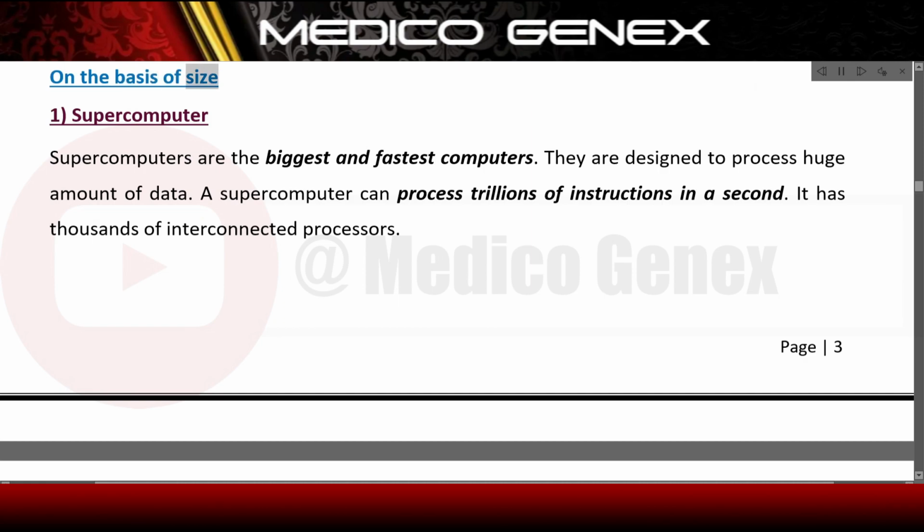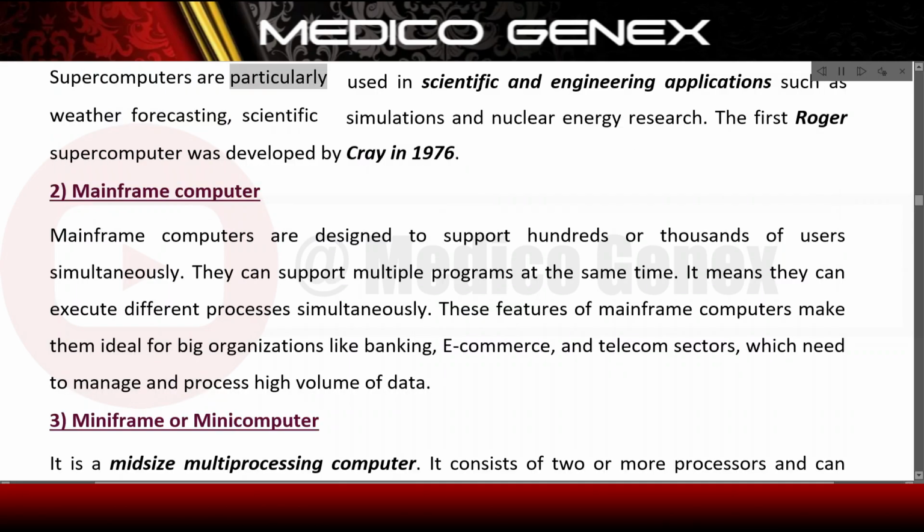On the basis of size. 1. Supercomputer. Supercomputers are the biggest and fastest computers. They are designed to process huge amounts of data. A supercomputer can process trillions of instructions in a second. It has thousands of interconnected processors. Page 3. Supercomputers are particularly used in weather forecasting, scientific research.